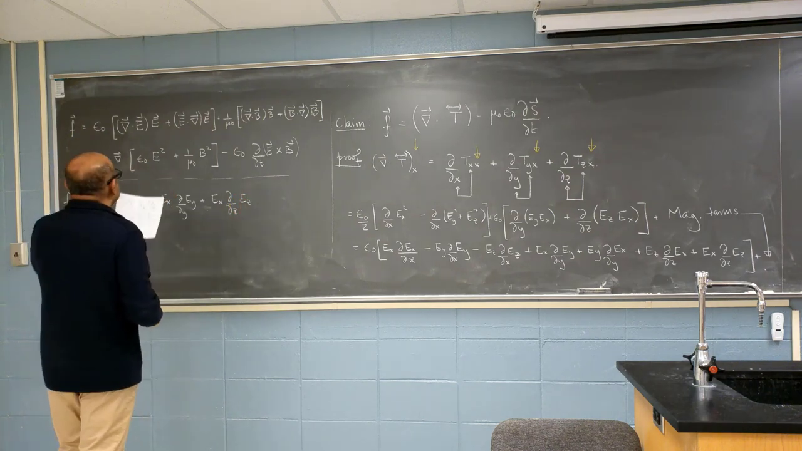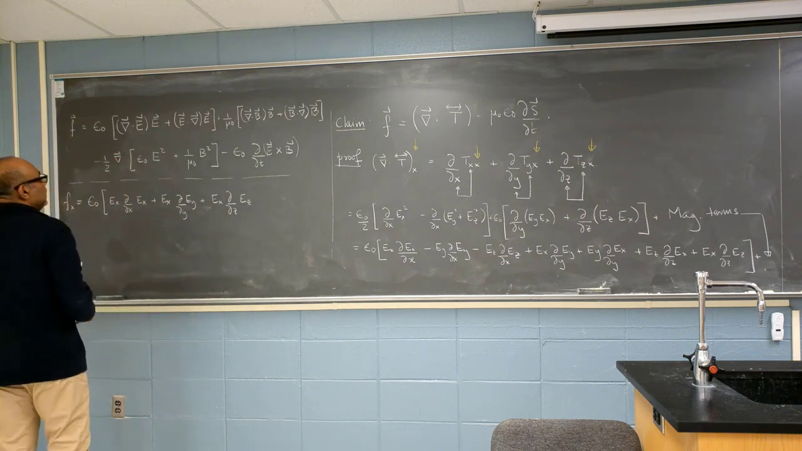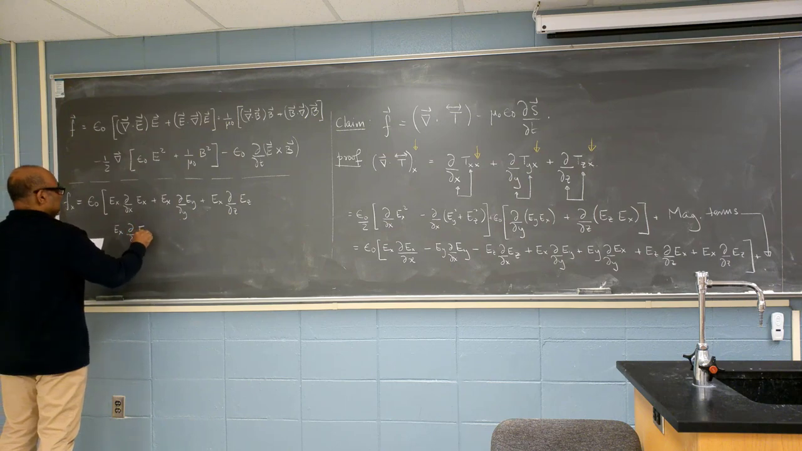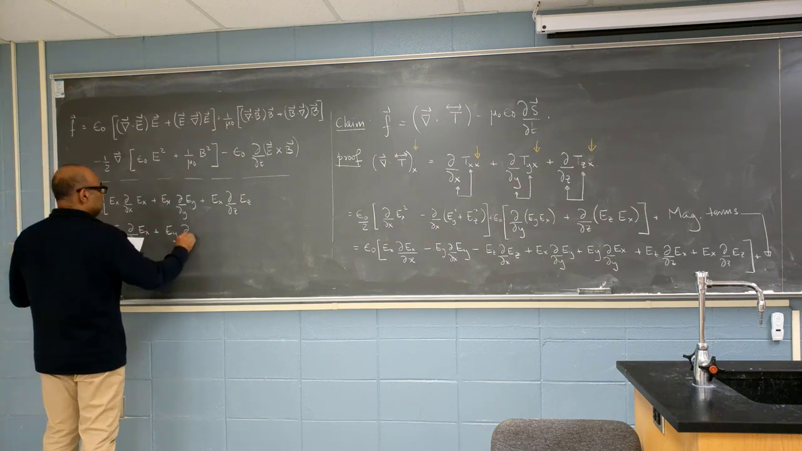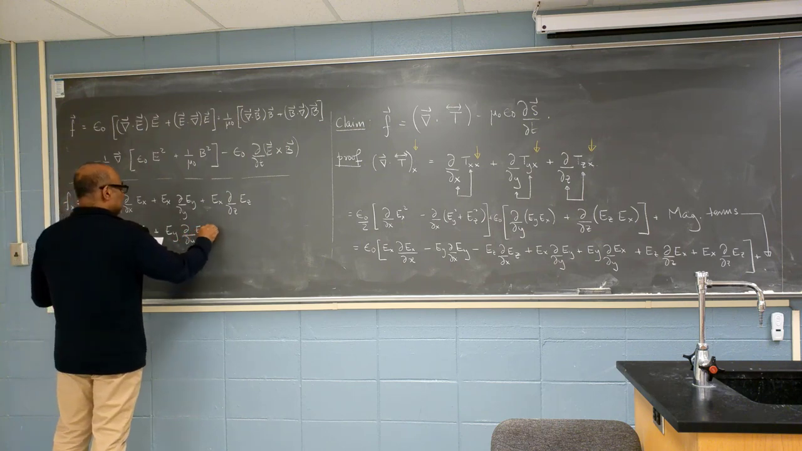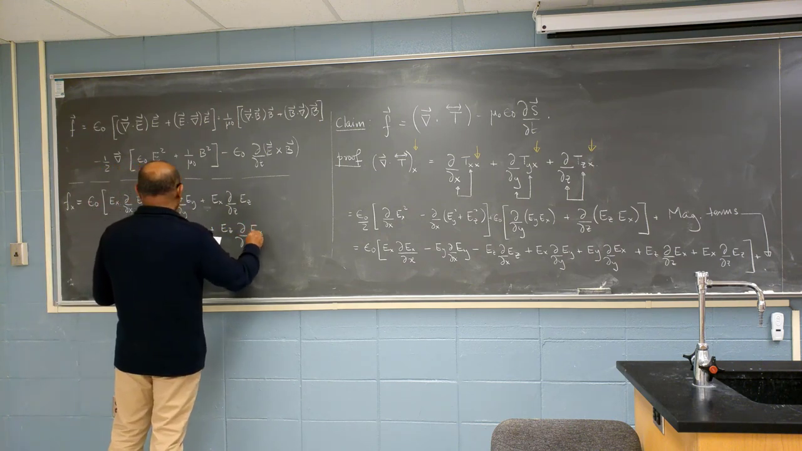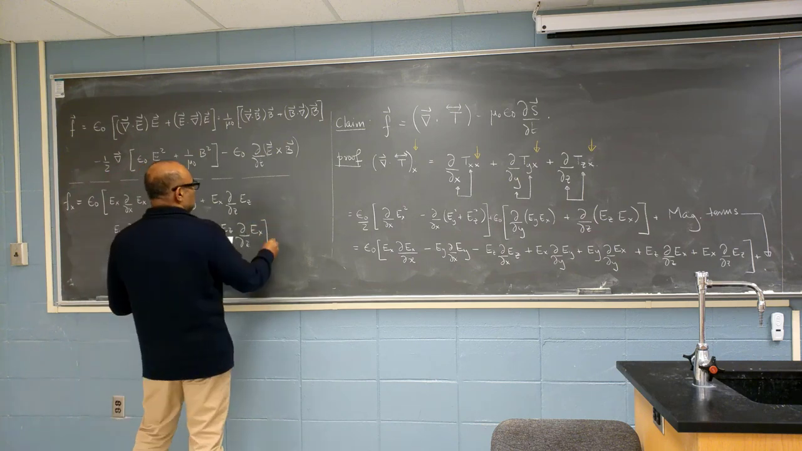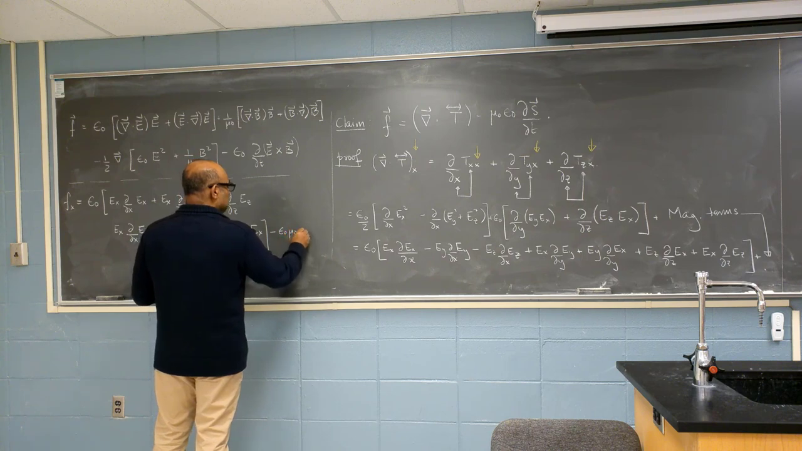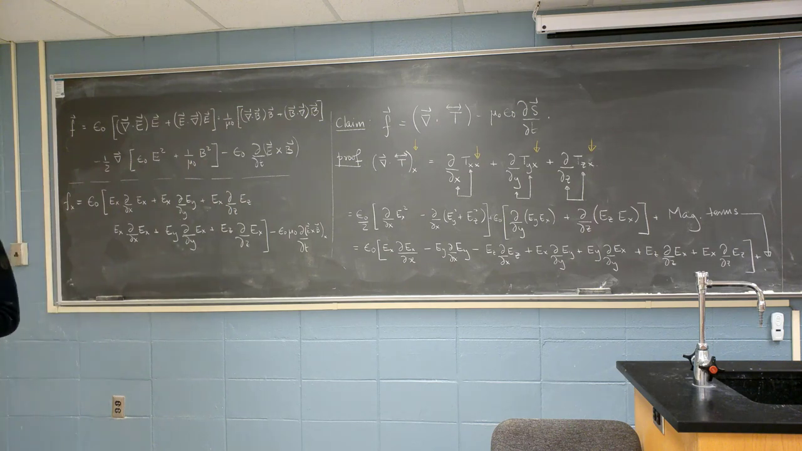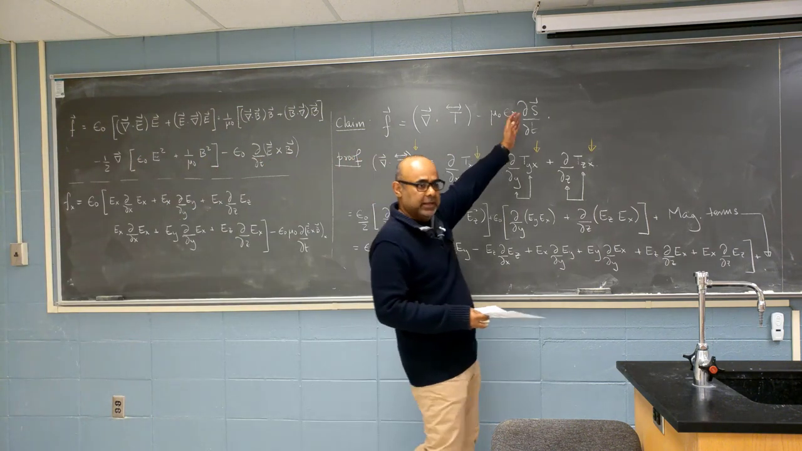Ez. Then I have this term, E dot gradient acting on Ex. So then I have Ex partial with respect to x of Ex, plus Ey partial with respect to y of Ex, plus Ez partial with respect to z of Ex, minus epsilon naught mu naught d/dt of E cross B, but the X component of that. This is something we won't worry about because that is already in there.